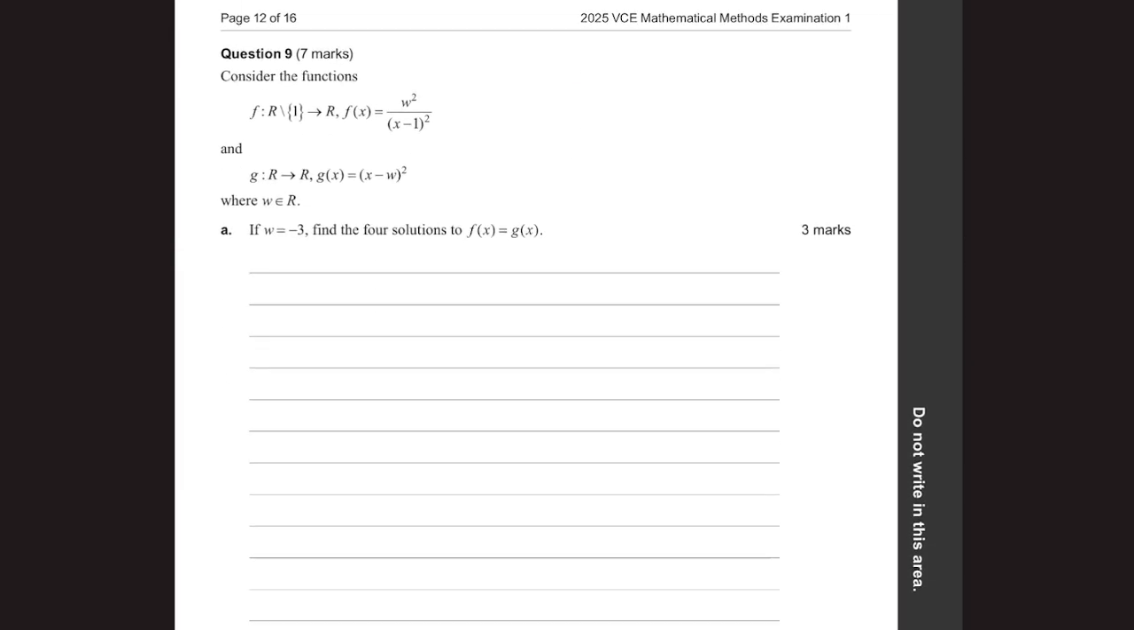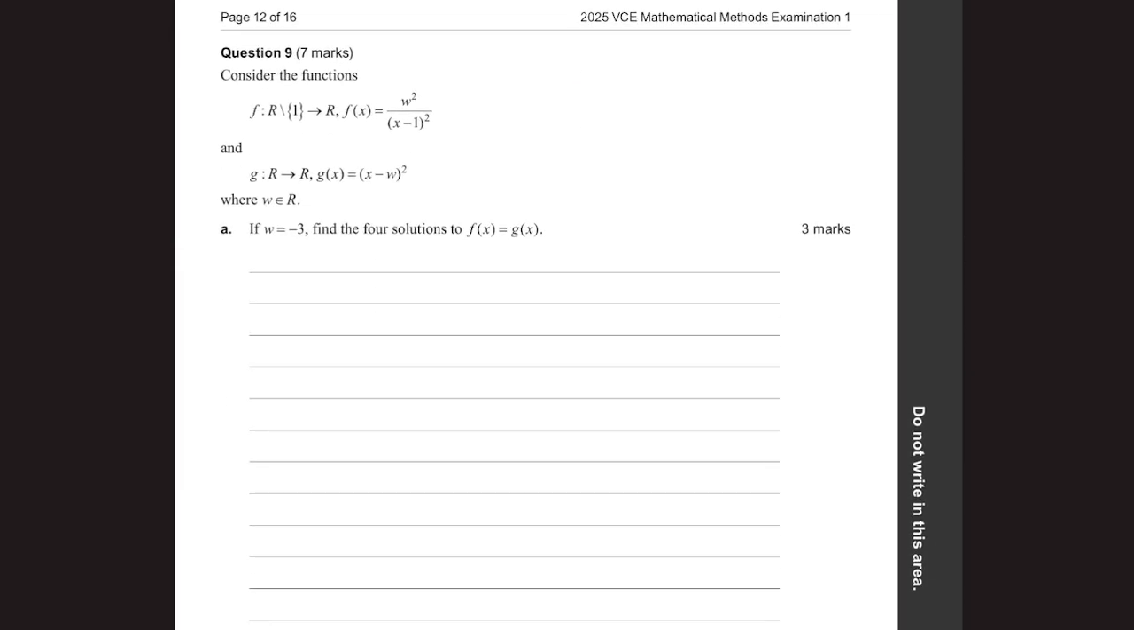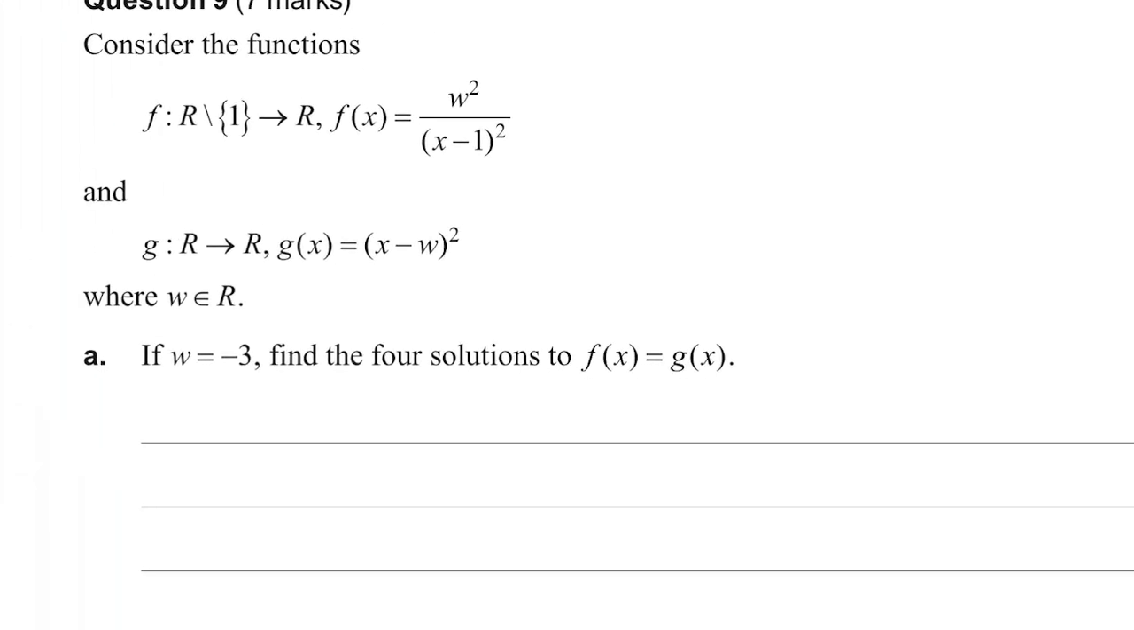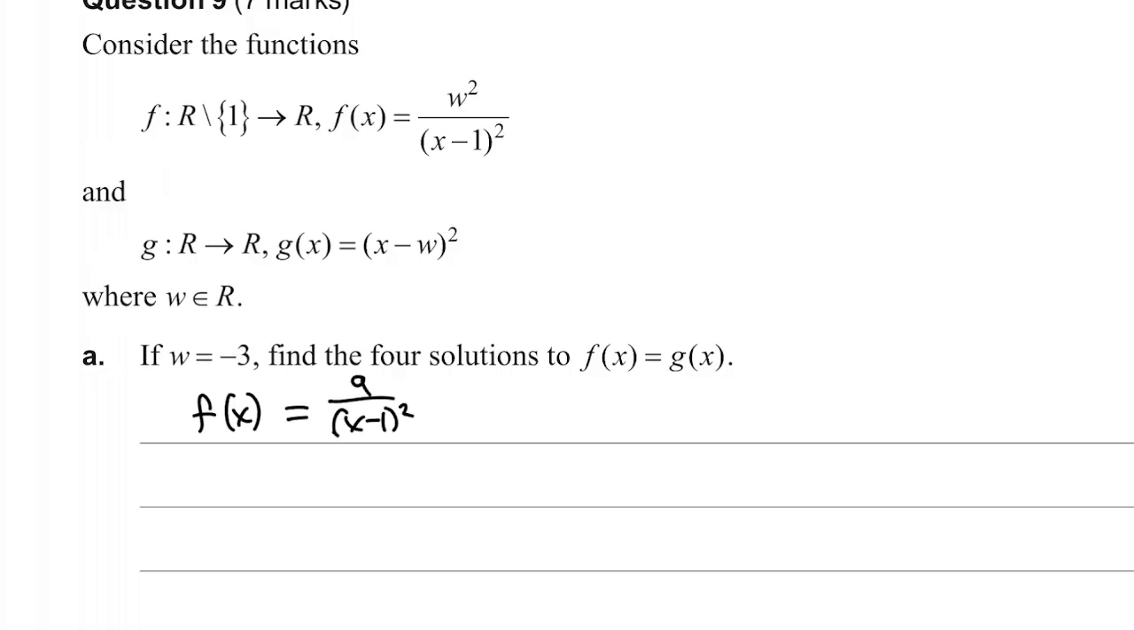Next, consider these functions. If w is minus 3, find 4 solutions. Okay, cool. So we'll have f of x equals 9 on x minus 1 all squared. We'll have g of x equaling x plus 3 all squared. So f of x equals g of x, so I have 9 on x minus 1 all squared equals x plus 3 all squared. This sort of question, you can really waste a bunch of time if you don't do this the right way. So you got to be real careful here.